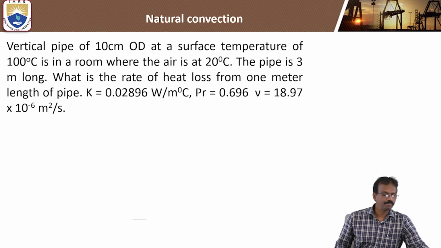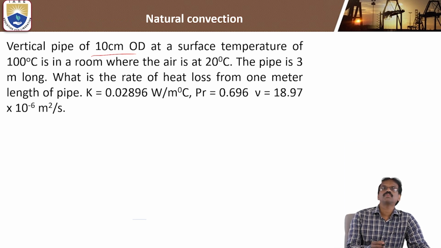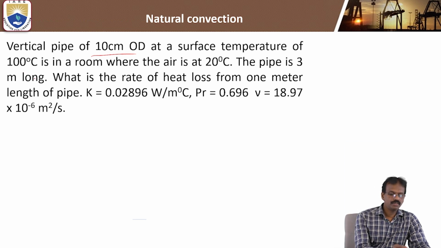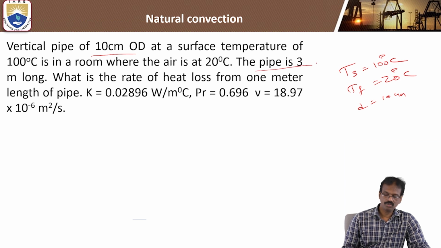You can see here, a vertical pipe, 10 centimeter OD, at a surface temperature of 100 degrees Celsius in a room. So here the pipe temperature Ts is equal to 100 degrees Celsius, and the ambient temperature Tf is equal to 20 degrees Celsius. Diameter D is equal to 10 centimeter. So all the data is given. The pipe is 3 meter long, L of the pipe is 3 meter. So what is the rate of heat loss? So we have to find out the Q value.